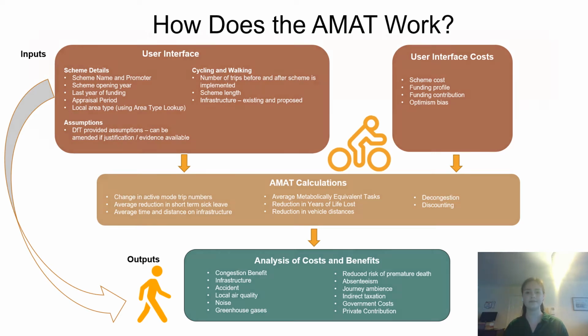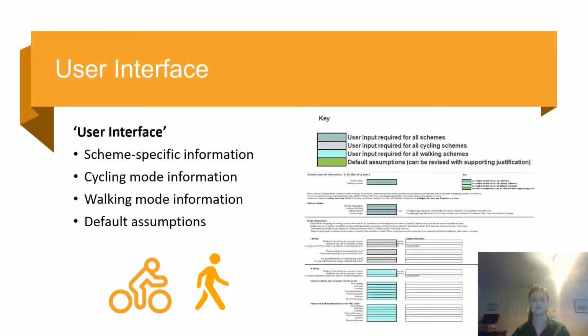The user interface spreadsheet is broken down into several categories, namely scheme-specific information, cycling mode information, walking mode information, and default assumptions. At the top right corner of the user interface is located the key, which gives guidance to the users regarding the sections where input is required.